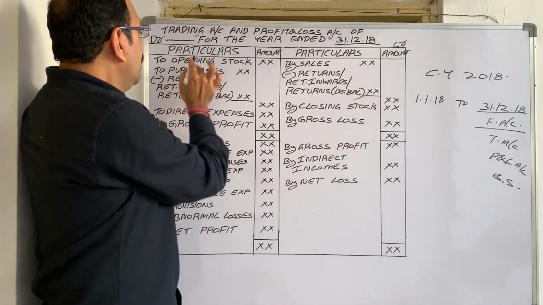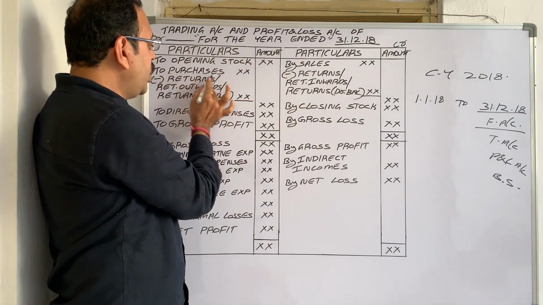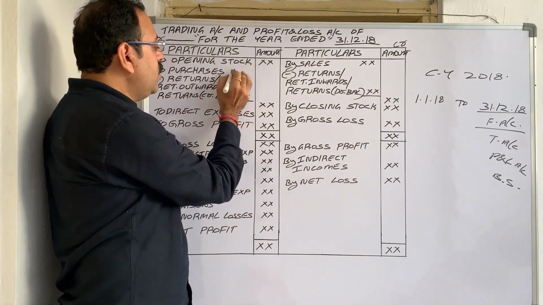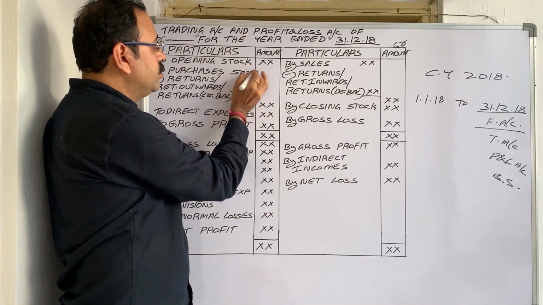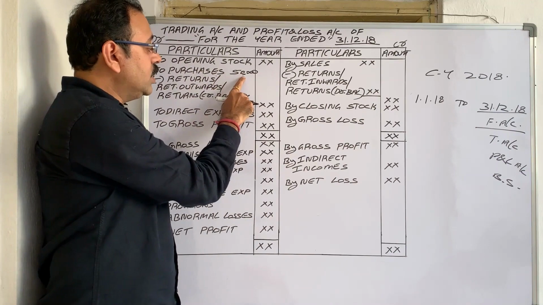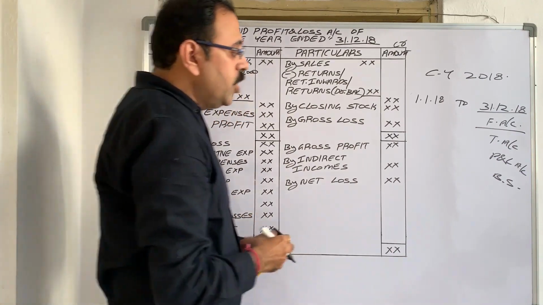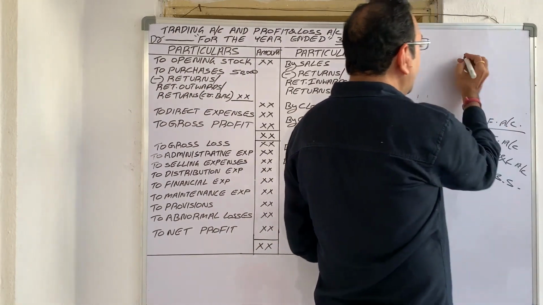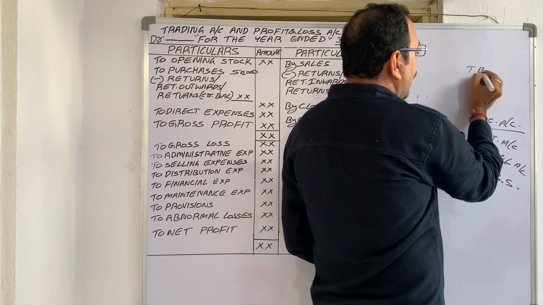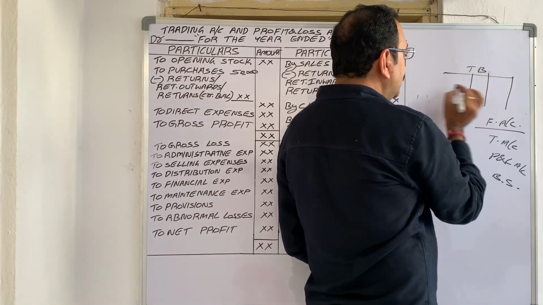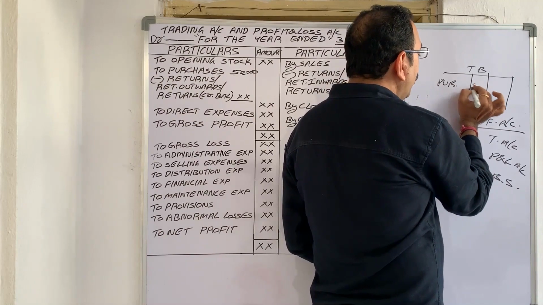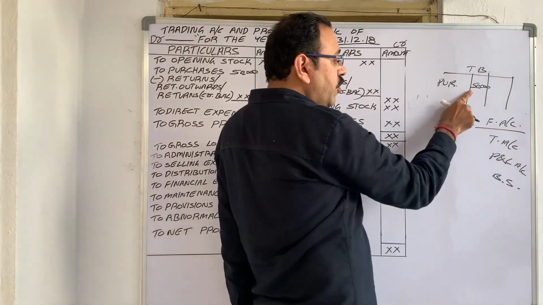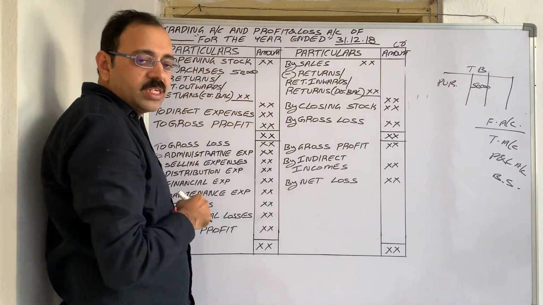For example, on the trading account debit side we wrote purchases, some amount. Take one imaginary amount, say 50,000 rupees. What is the meaning of this? From where did this 50,000 come? Before final accounts, on 31st December 2018, we prepared the trial balance. In the trial balance, the purchases value is 50,000 in the debit column. So that 50,000 we take to the trading account debit side.